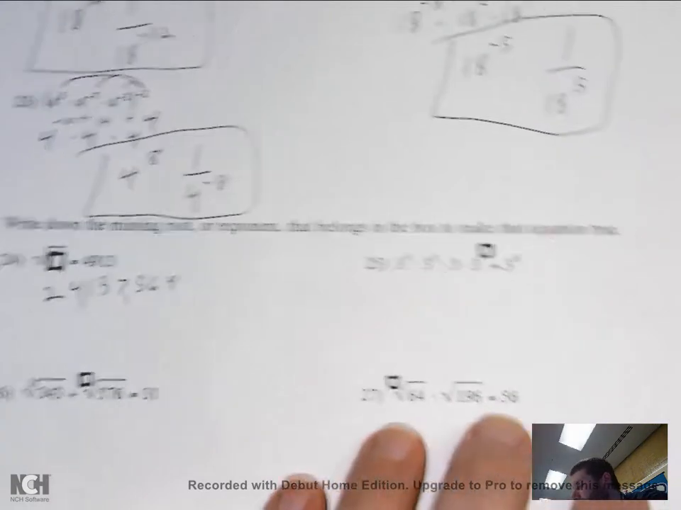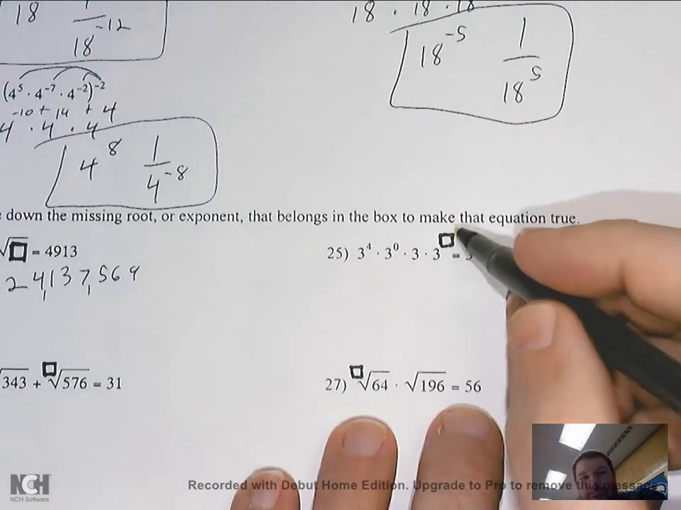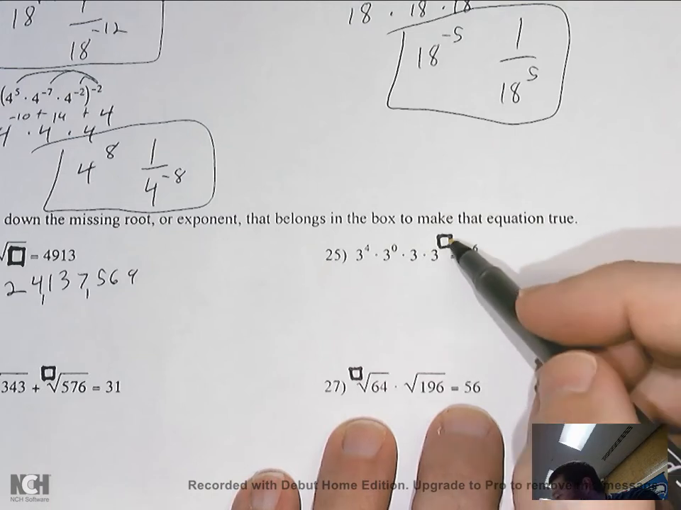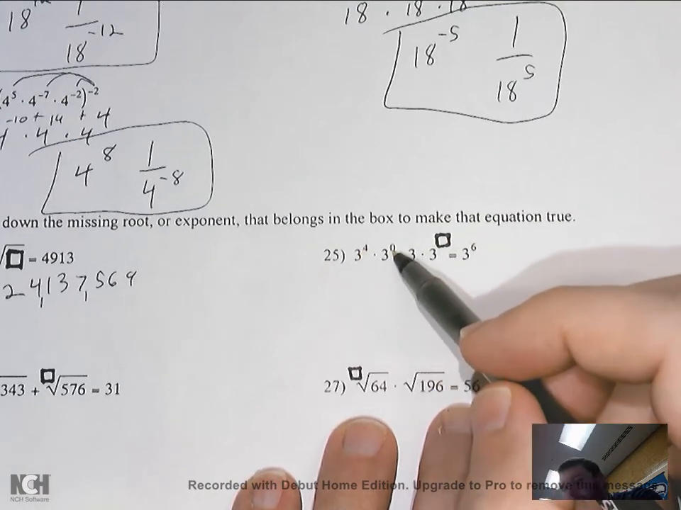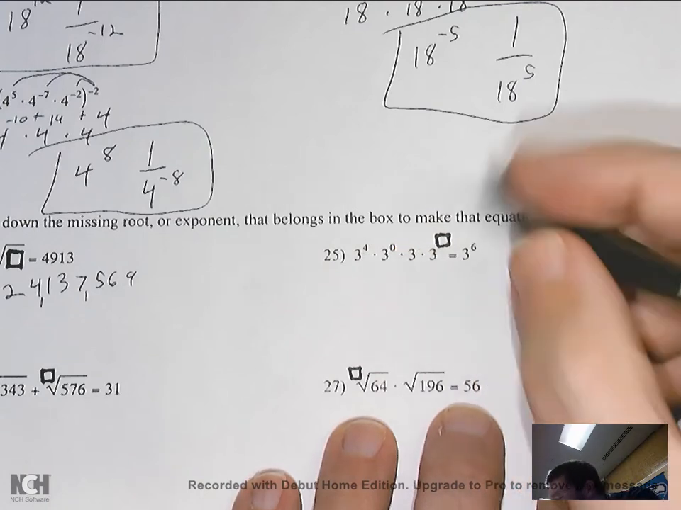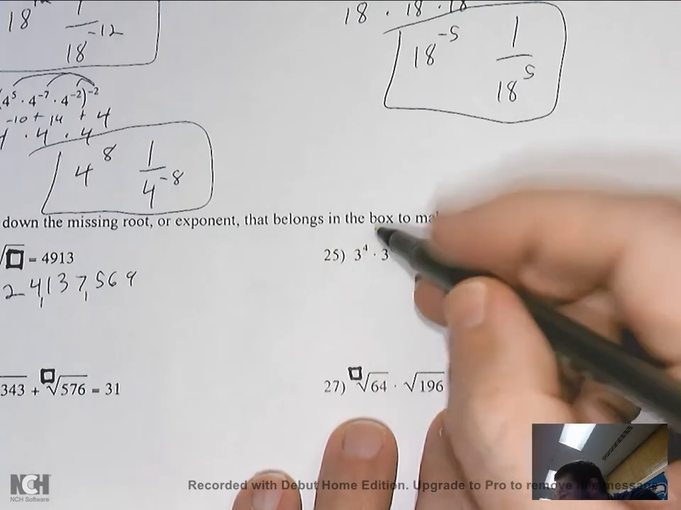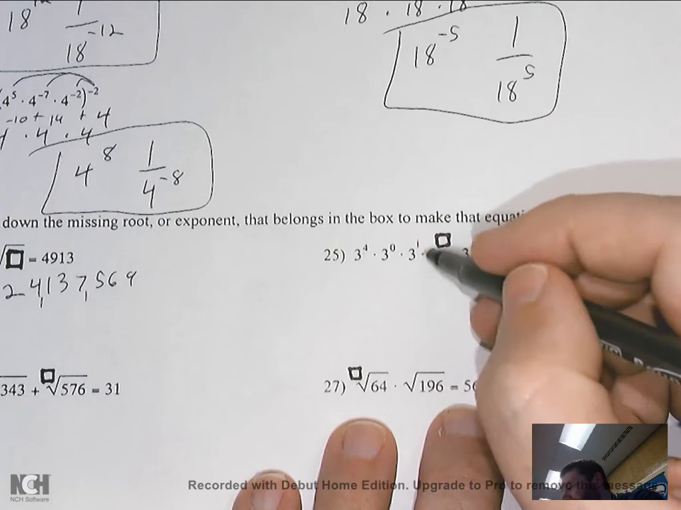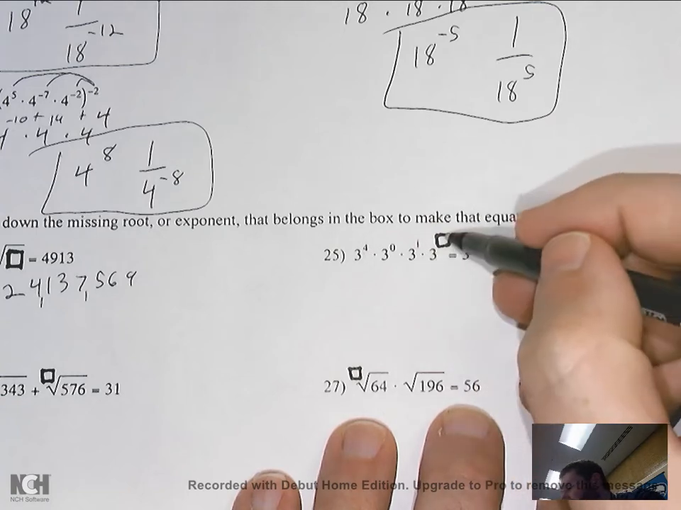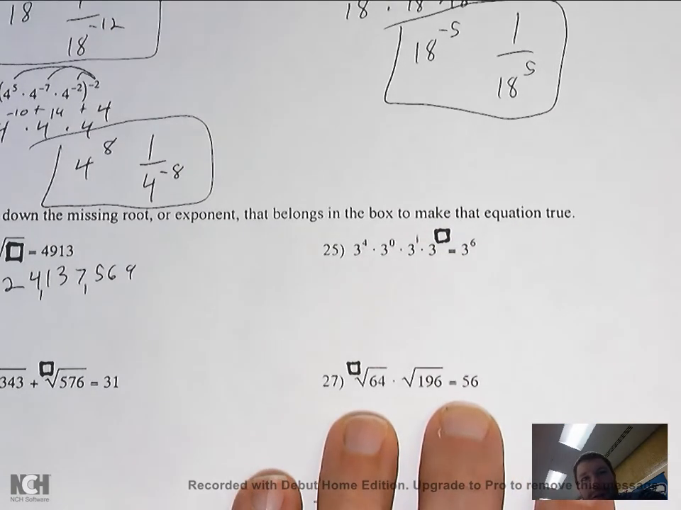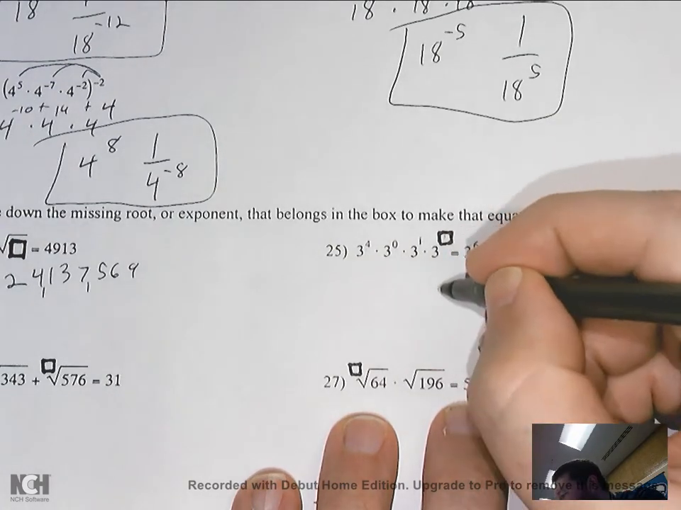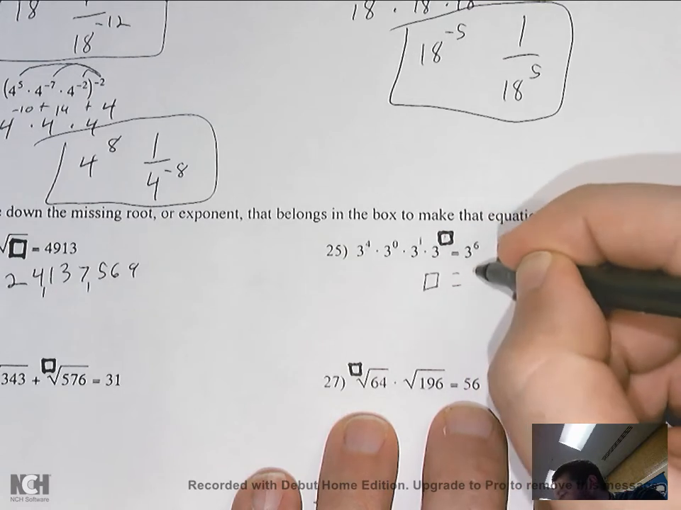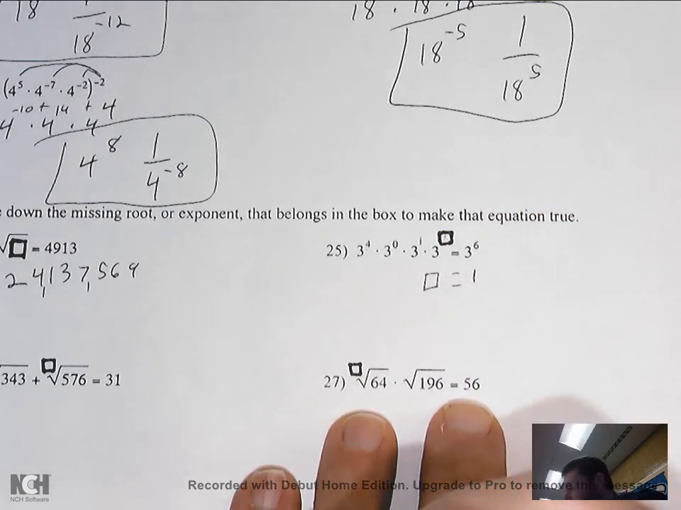And then here, we're missing an exponent. So we're trying to figure out what number that would be that would give me 6 here. Well, 4 plus 0 is 4, right? And then this is a 1. So 4 plus 1 is 5. So the missing number that would give me 6 would have to be another 1. So this box would just equal 1. Okay?